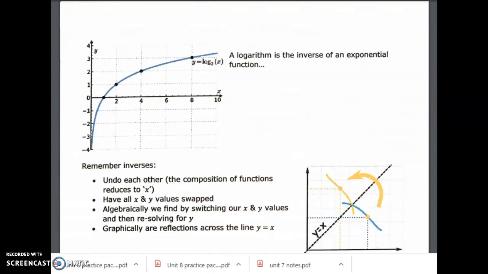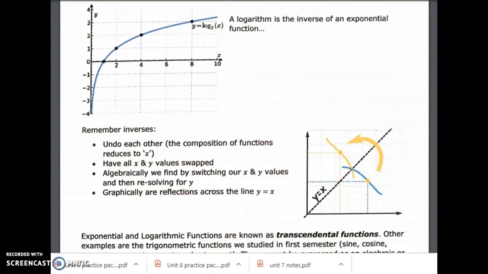And then the logarithm is the inverse of an exponential function. If you remember, inverses graphically are reflections across the diagonal line y equals x. Hopefully we remember that from Unit 1. Inverses undo each other. So we can think about that in a few different ways. If we were to compose one function into the inverse of its function, they would reduce to x, or cancel each other out. It is the same thing as swapping the x and the y values, which is what creates the reflection across the line y equals x. To find the inverse, we simply switch our x and our y values and then solve for y. And so logarithms and exponential functions are examples of inverse functions.